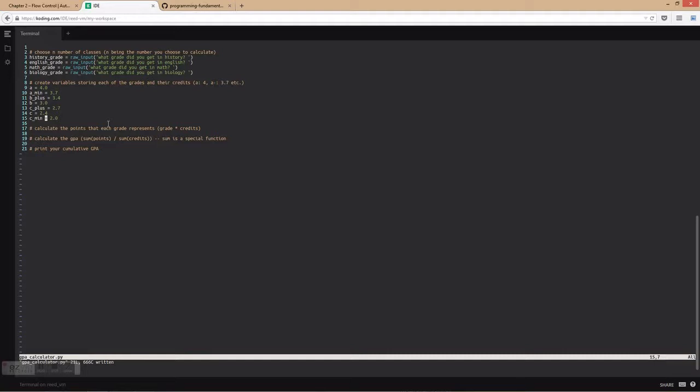So what we're going to need to do now is calculate the points that each grade represents. So we're going to have to do something like, if history grade equals A, then do something. And we talked about this thing today. It's called pass. I don't really know what I want this to do yet, so I'm just going to put it there. And then we'll do an else if, and another else if, and we're going to do 7. Okay, so 1, 2, 3, 4, 5, 6, 7.